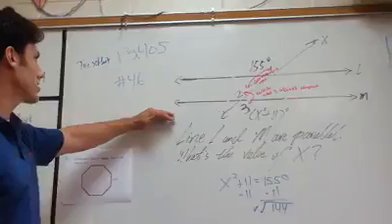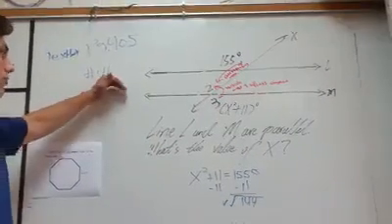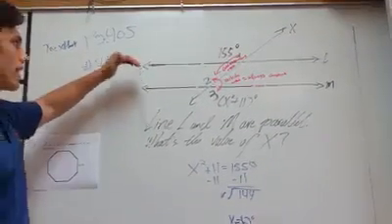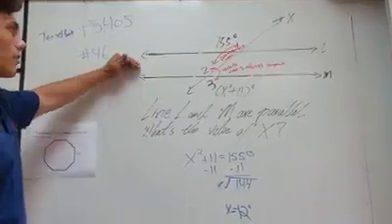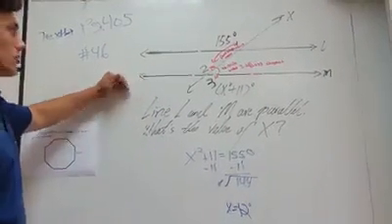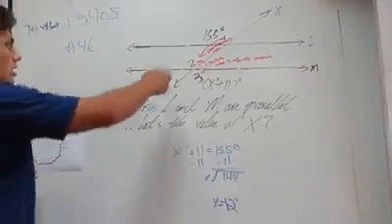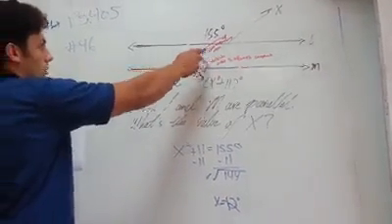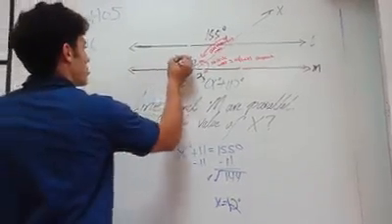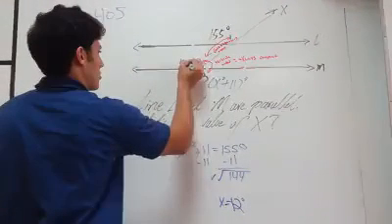Alright, this is problem 46 from textbook page 405. First off, lines L and M are parallel lines, which means lines that never meet. Angle 1 and angle 2 are corresponding angles, which makes angle 2 155 degrees.